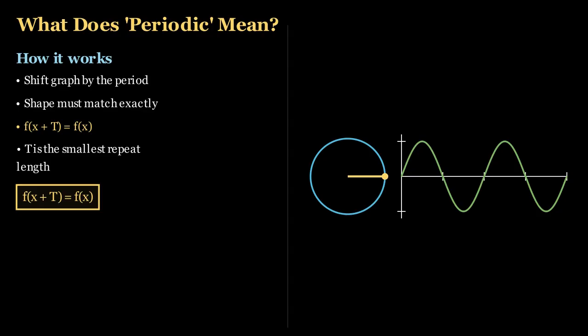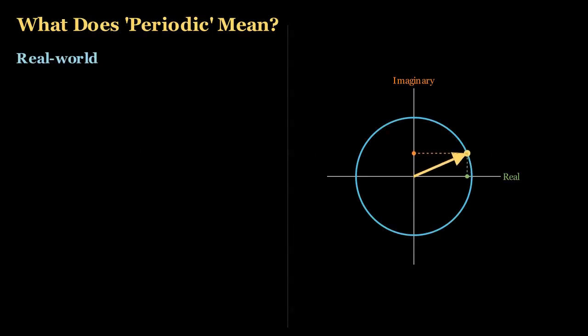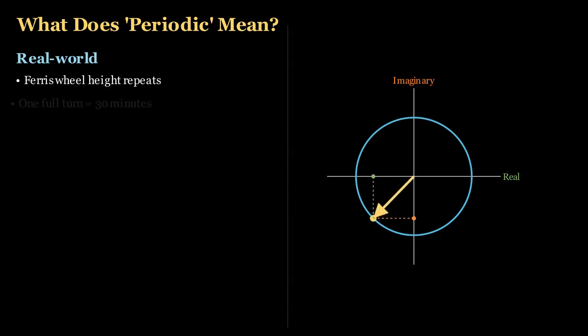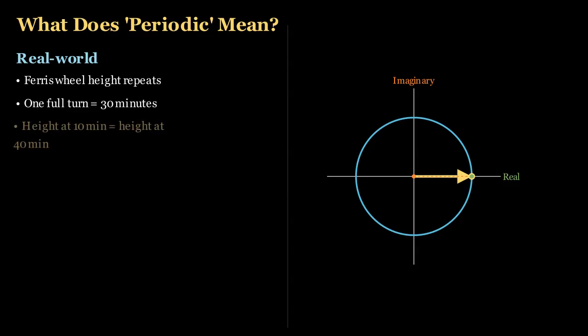Now, here is the power of the idea. What is your height 10 minutes after the start? Suppose you measure it and find it is 12 meters. Then, without any extra measurement, you know that your height at 40 minutes is also 12 meters. Why? Because 40 minutes is exactly one period after 10 minutes. The shape repeats. The same logic works for any time, just add or subtract 30 minutes to find matching heights. So the whole idea is, a periodic function gives you the future for free, once you know one full cycle.